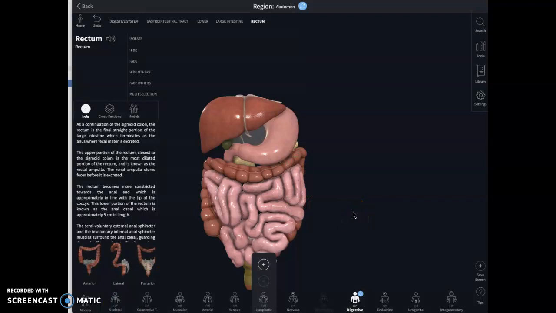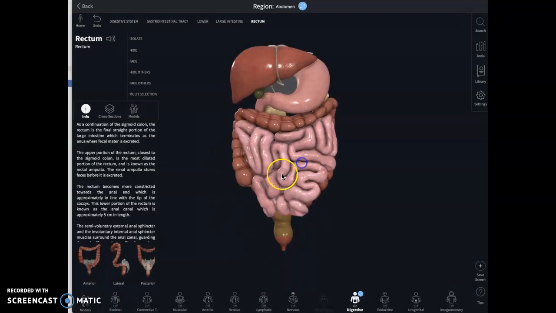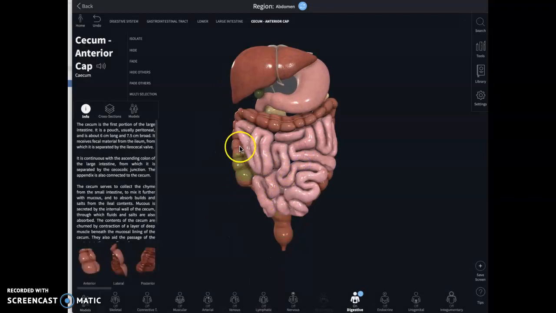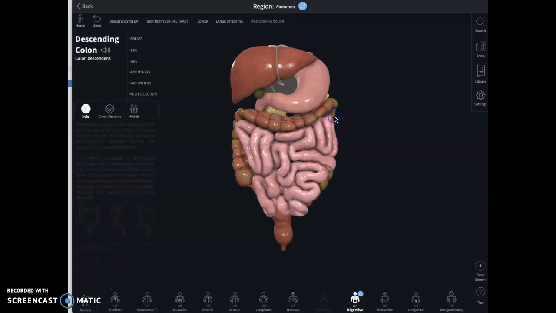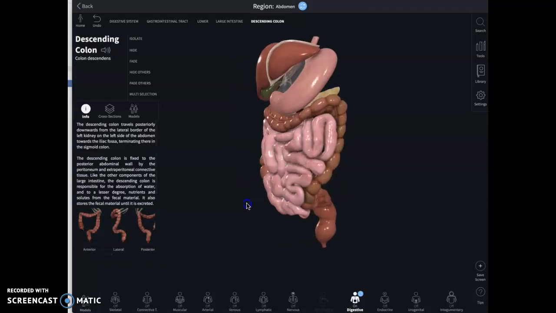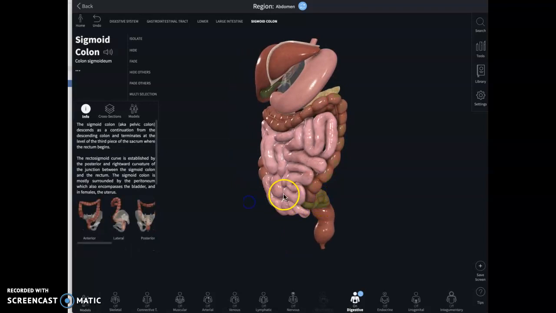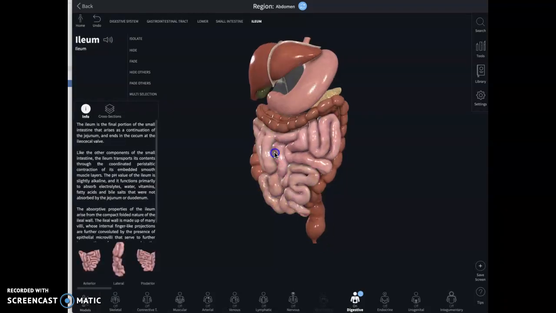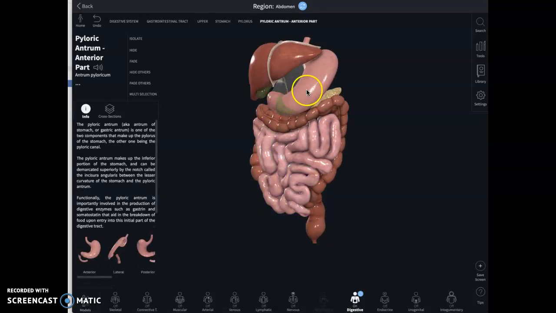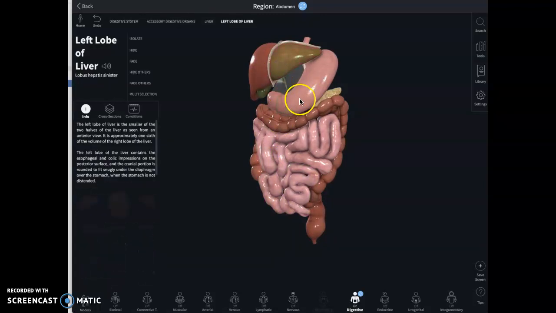So I want you to do two of these for me. The first one, we are just doing the major parts. I want you to do cecum, ascending colon, transverse colon, descending colon. Try to get an angle for the sigmoid colon too. Jejunum, ileum, stomach, and just one of the lobes of the liver. So that's the superficial structures.